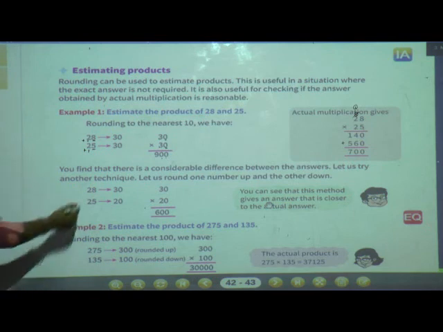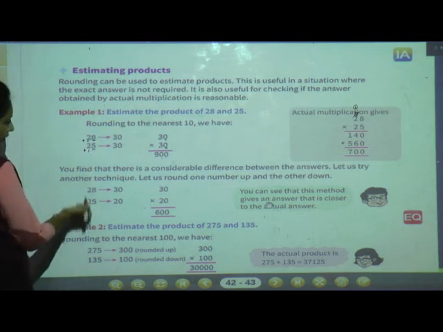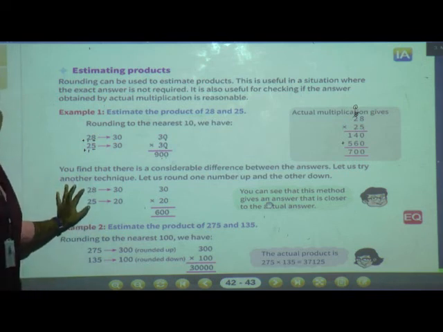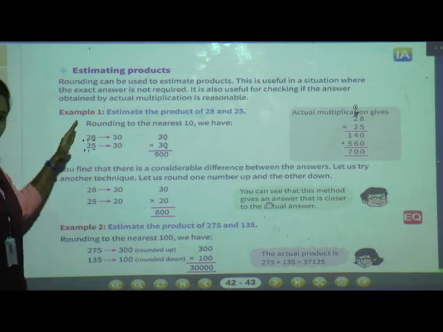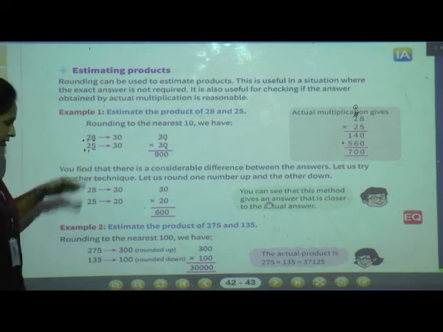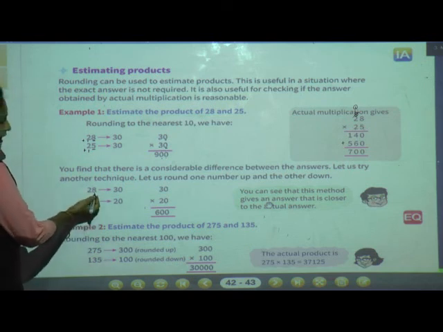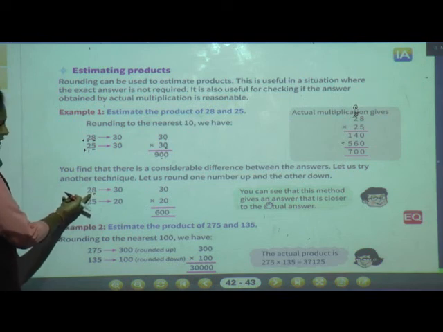Okay, now we will see. Now the same numbers, 28 and 25. But here what are we going to do? Instead of taking both the numbers to the nearest tens, we will take one number to the nearest tens up and the other to the nearest tens down. Okay. Now 28, what will we do? We will take this number up.